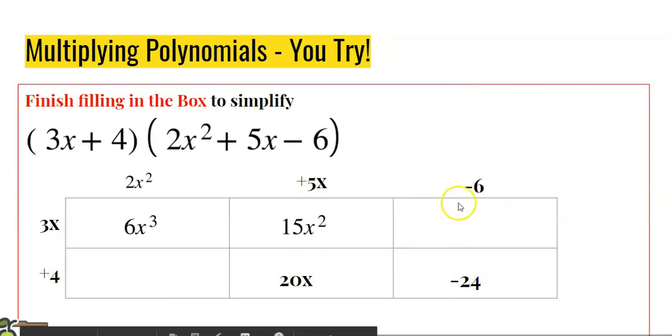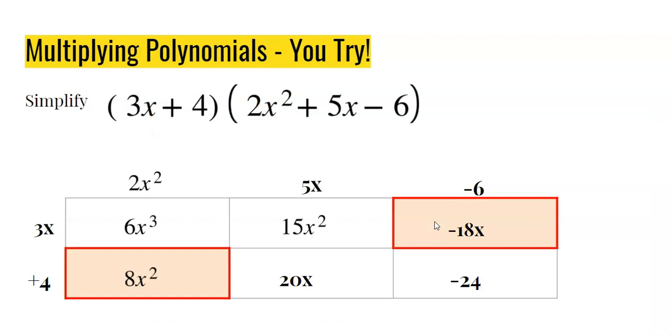Now I left some boxes empty for you guys, so try to fill it in on your own. In a few seconds, once again, I'm going to show you guys the answer. So this is what you should have filled in. Negative 6 times 3x is going to be negative 18x. 2x squared times 4, well 2 times 4 is 8. Only 1 x squared, so you keep the x squared, 8x squared.